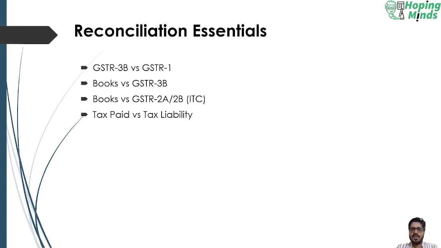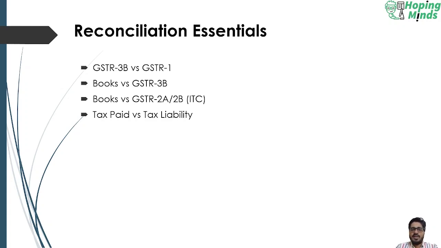GSTR 3B and GSTR 1 reconciliation is essential so that the taxable value as declared in both the returns is ensured to be in sync with each other. Also, the taxes payable as per GSTR 1 and GSTR 3B should match with each other.